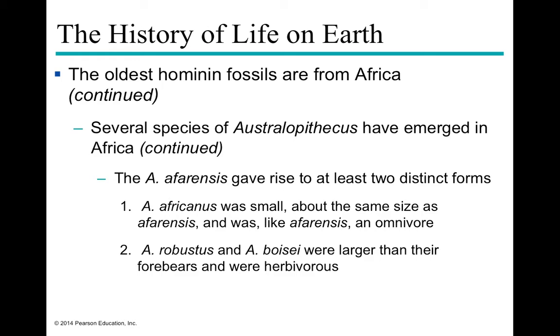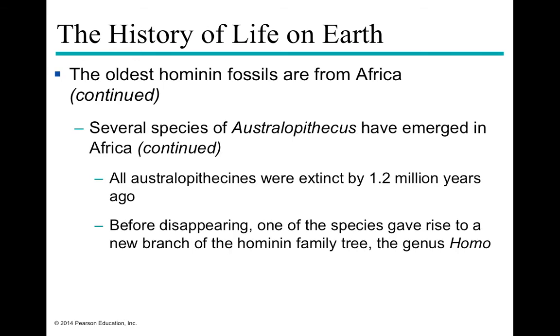Additionally, Australopithecus afarensis gave rise to two distinct forms, Africanus and Robustus. Africanus was small, about the same size as afarensis, and an omnivore, whereas Robustus and Boisei were much larger than their forebears, and they actually, instead of being omnivores, were herbivores. And we know that they all lived on the planet at the same time, and we don't know exactly what happened, but we do know by the 1.2 million year mark, all Australopithecines were extinct, and one species gave rise to the genus Homo.